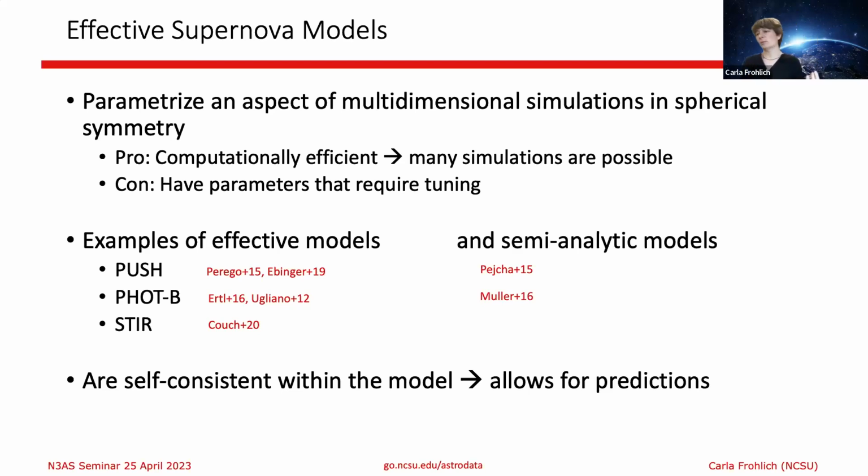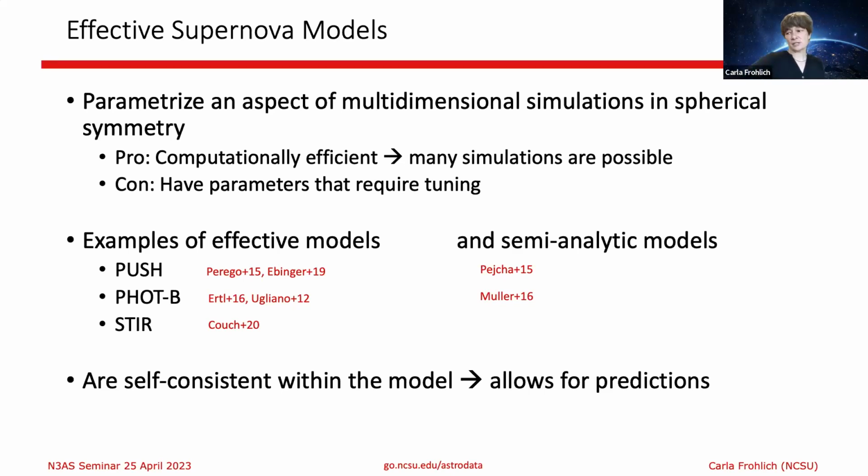You might think, oh, thermal bomb or piston models, but these effective models are different in the sense that they're self-consistent within the model. So yes, effective models have parameters, but we don't tune them or set them for every simulation we run. We tune them in all of these models, whether it's PUSH, PHOTB, or STIR. There's a parameter that gets calibrated typically against one model against one observation of 1987A, and then applied to all our other simulations. So in a sense, except for the one simulation we use to calibrate, all the others are predictions, at least within the framework of this effective model.